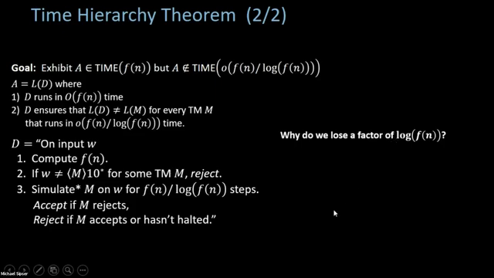And where is that log n factor coming from? It's actually coming from a funny place. You have to get into a little bit of the guts of this. When you're simulating M on W, remember that M itself was described by W. So you're going to have to write down a copy of M, as described by W, and then you're going to have the tape that M is working on, which is starting out with W on it.